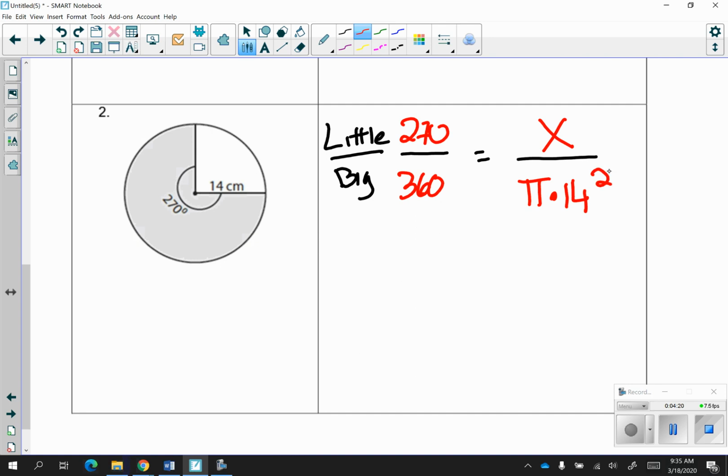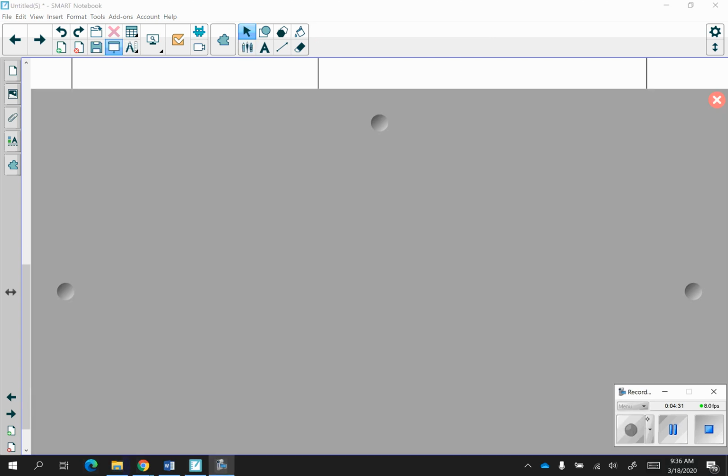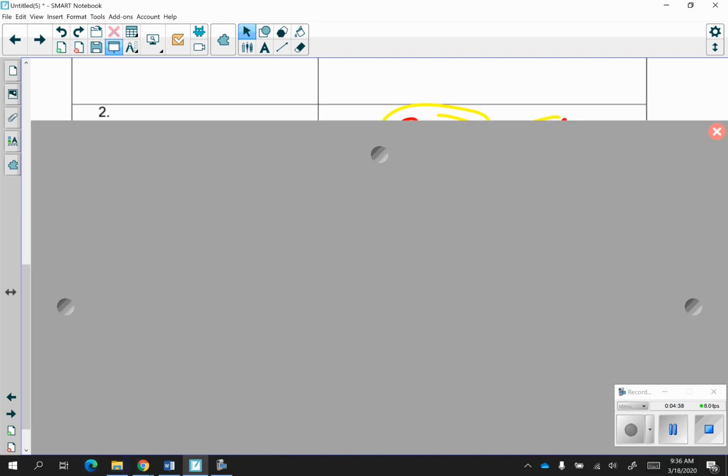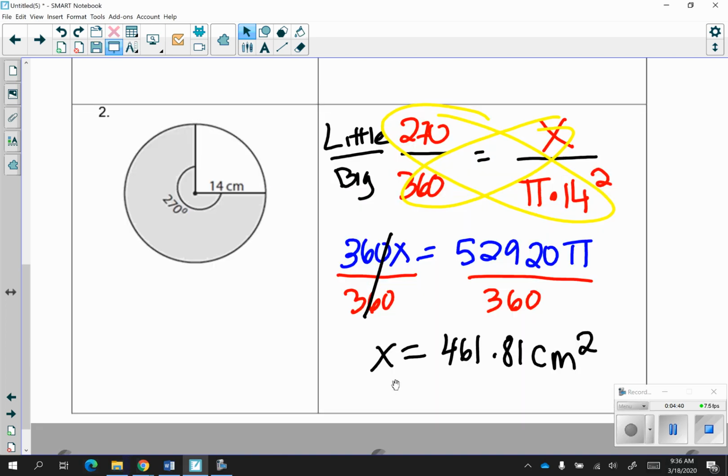I want you to pause your video and get your answer for x. Notice that it said to the nearest hundredth. That's 2 places past the decimal point. Now all you had to do was cross multiply, and hopefully this was the answer that you got. Notice I gave it centimeters squared because we were finding the area of this section right in here.